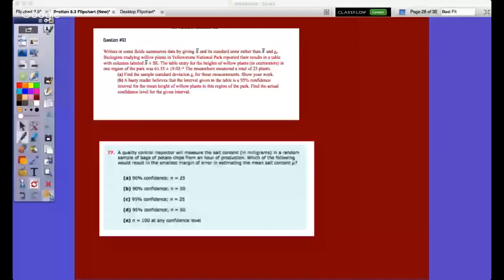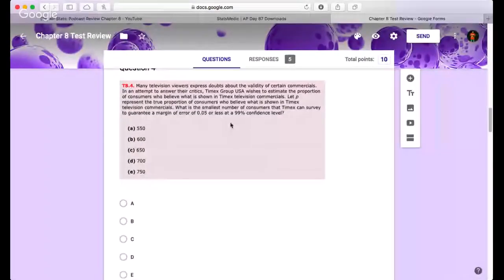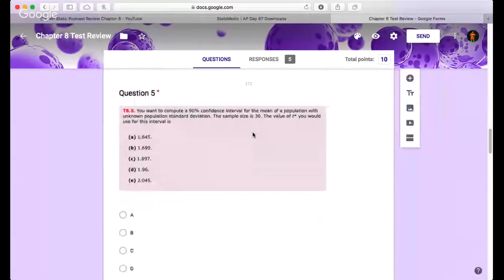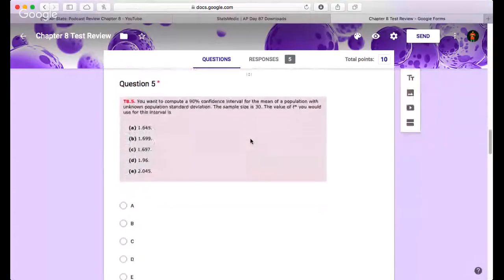My apologies. But that's how I would attack it. And the reason why I would attack it that way is because it gave me the margin of error, and it asks for the sample size. So you would set that margin of error equal to Z star times the square root of P hat times 1 minus P hat all over N. And so that's what I would do on this one. If you're questioned on this, go to your Check Your Understanding. I also have it on the podcast as well.